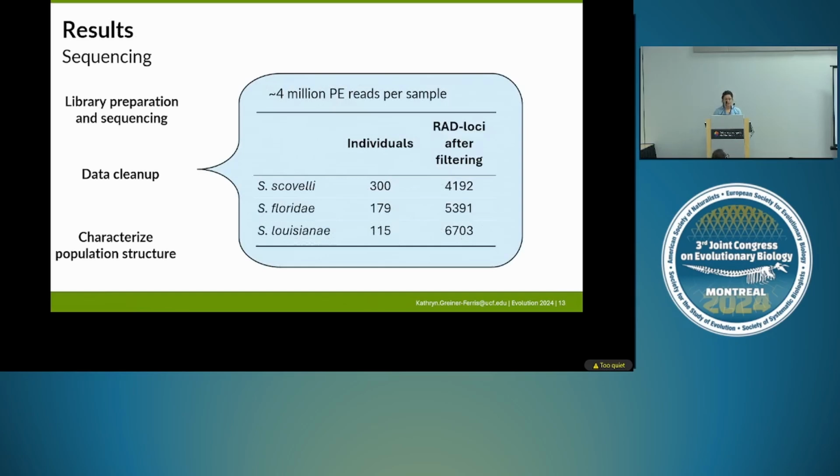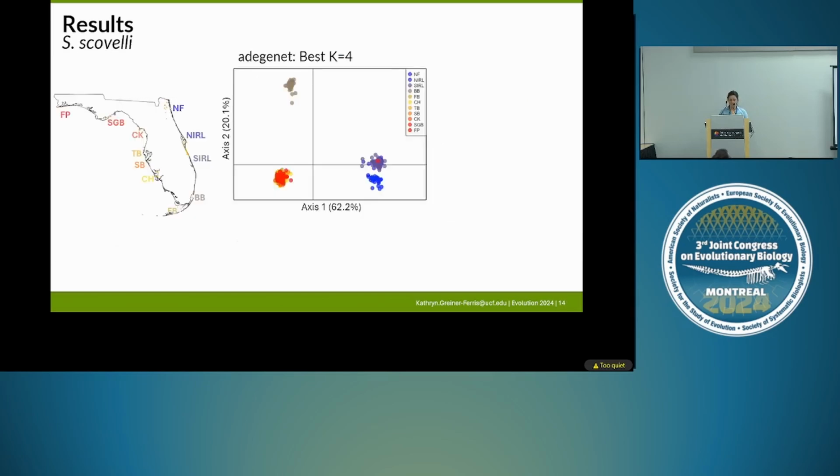We also used Mantel tests to evaluate the correlation between FST and distance between sampling locations. So after sequencing, our effort resulted in an average of 4 million reads per sample, and after filtering using the parameters from the previous slide, we were left with 4,192 loci for Scavelli, 5,391 for Florida, and 6,703 for Louisiana. So I'll start with the results of Scavelli.